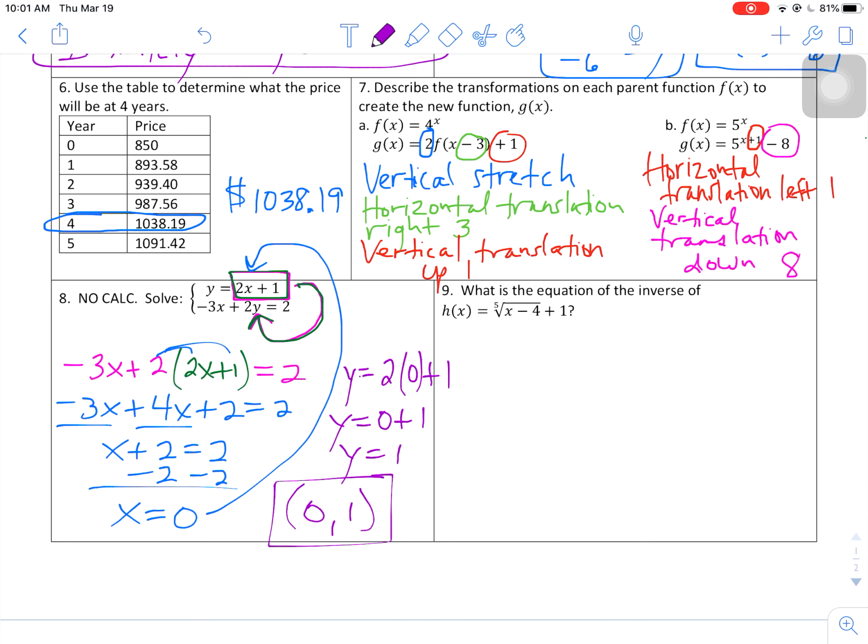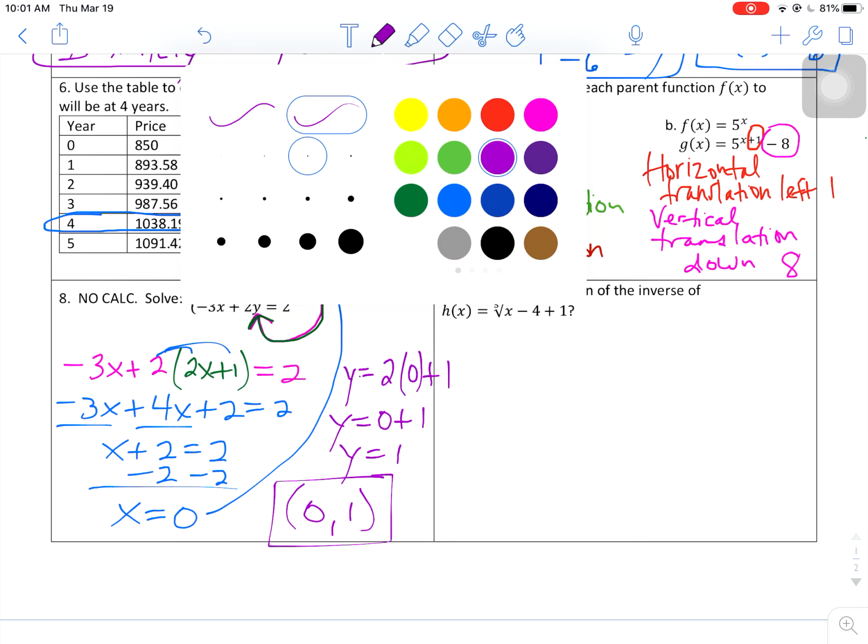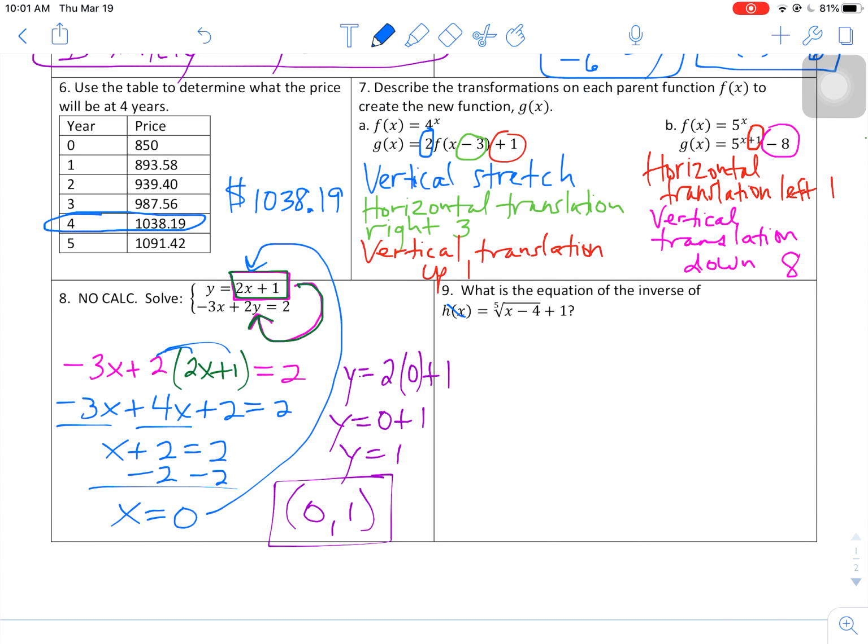Number 9, what is the equation of the inverse of h of x equals the fifth root of x minus 4 plus 1? So this is like that previous problem where we're just doing an inverse algebraically. So we want to let h of x be y, and then we're going to switch our x and our y.